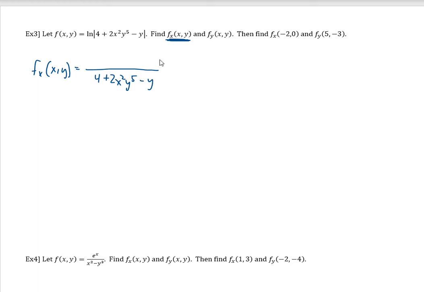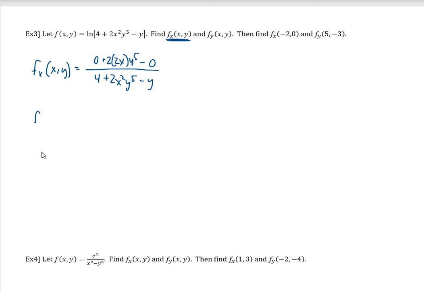And then times the top, or write the top as the derivative of this denominator, but we just have to make sure it's with respect to x. So the derivative of 4 would be 0, and then we have plus 2. With respect to x, the derivative of x squared is 2x. Y to the fifth is just tagging along, treated like a constant, just like that front 2 was. And then the derivative of y is 0 because we're doing it with respect to x. So again, that's treated like a constant. The derivative of a constant is 0.